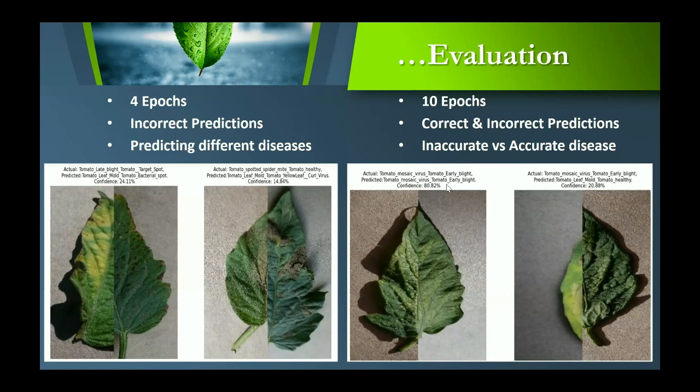And then when it predicted wrongly, it gave a confidence of 20.88%, which is very low. Hence, when the confidence of its prediction is very low, we will possibly see a wrong prediction, as seen here, because the actual data set was mosaic virus fused with tomato early blight, but it predicted leaf mold fused with healthy, which was not true. Its confidence staggered at 20.88%.